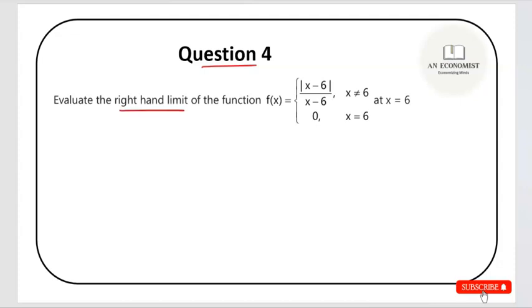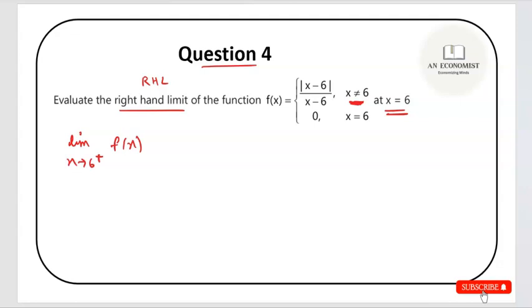Okay, let me go to question number 4. Evaluate the right hand limit. You have to only find the right hand limit of the function f(x), which looks like this, at the point x = 6. So you need to find limit x tends to 6 plus f(x), because you have to calculate the right hand limit. If you want to find x tending to 6 plus, you have to consider this particular interval, right?